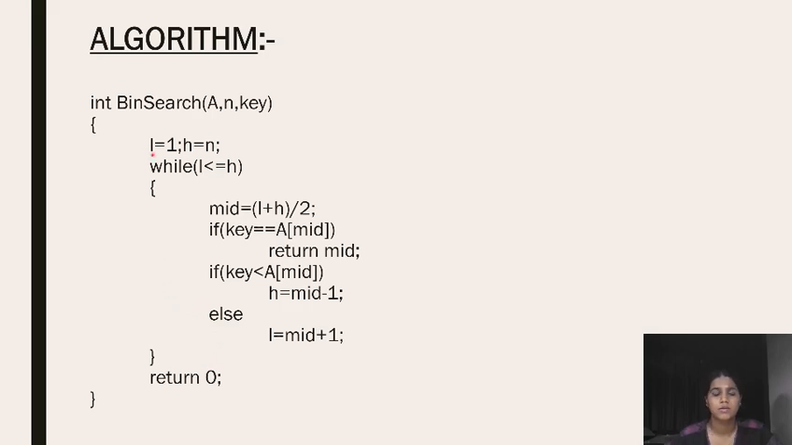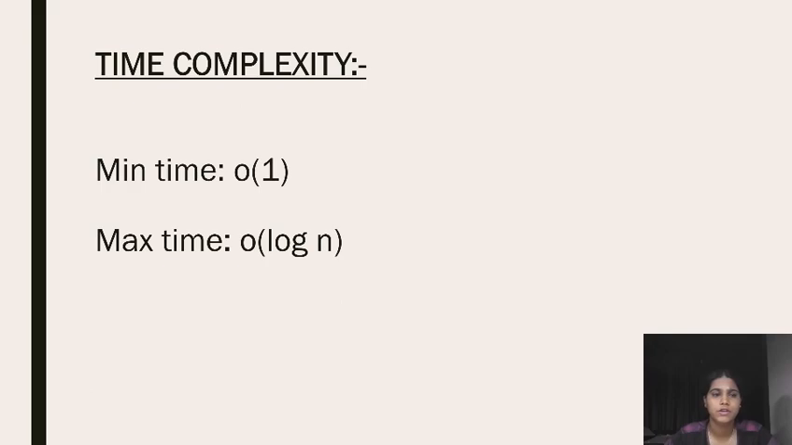Now the time complexity of binary search is of two types, min time and max time. The min time complexity of binary search is big O of 1. The max time complexity of binary search is big O of log n.